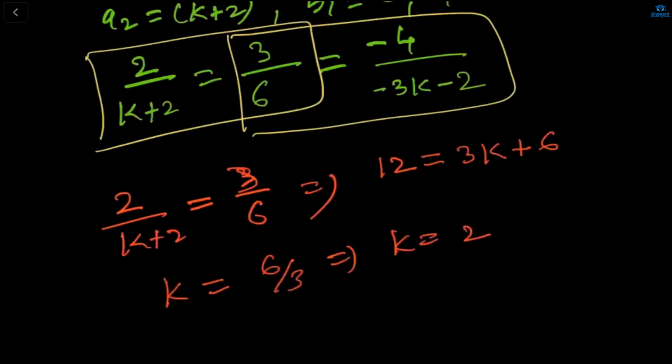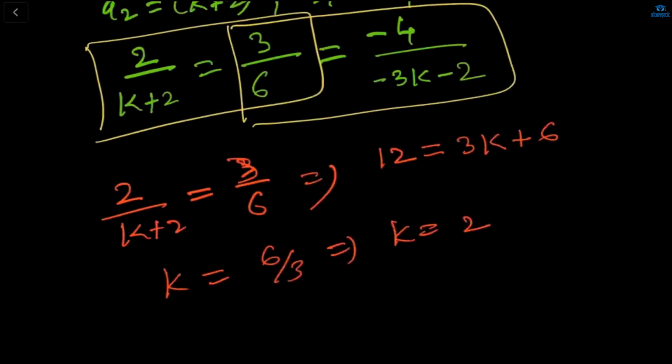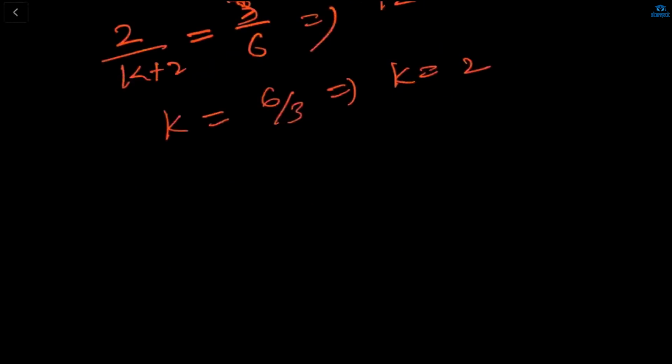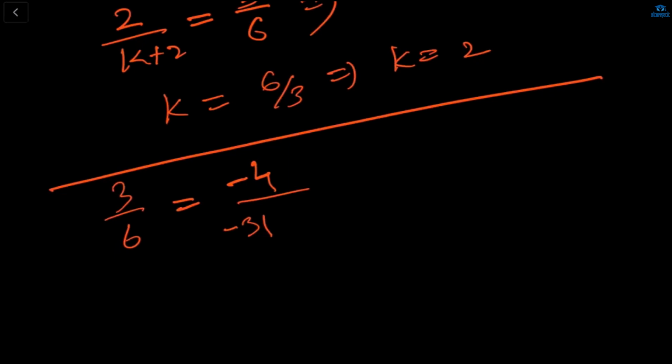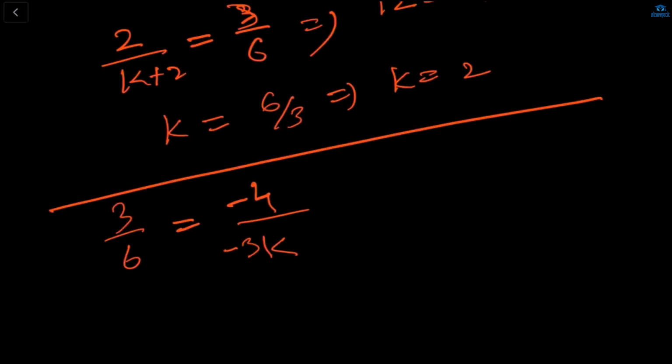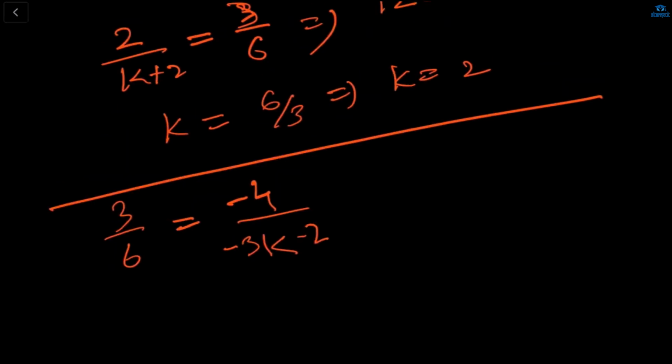Okay. K will be 2. And if you are going to compare the other part, that is 3 by 6 is equal to minus 4 by, the value of k will be same from both. If you are comparing any of them, you can choose any one and compare. Okay, you don't have to do for both.